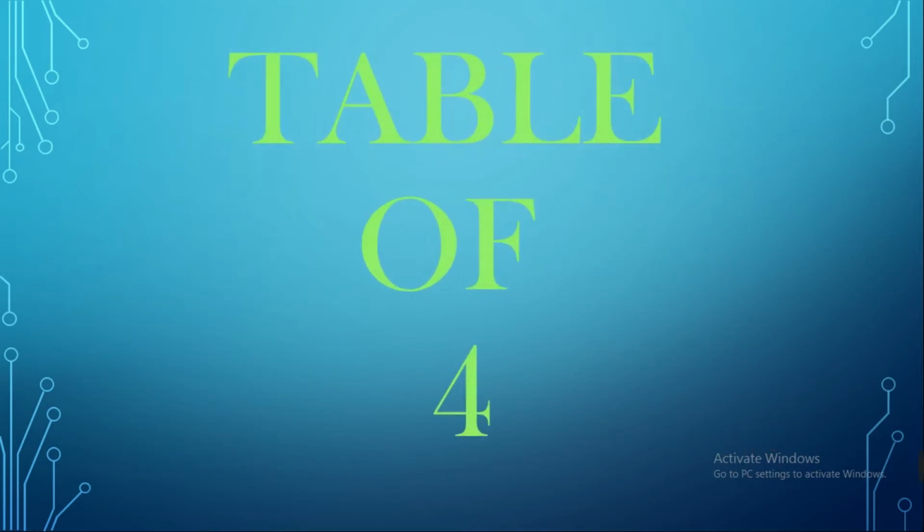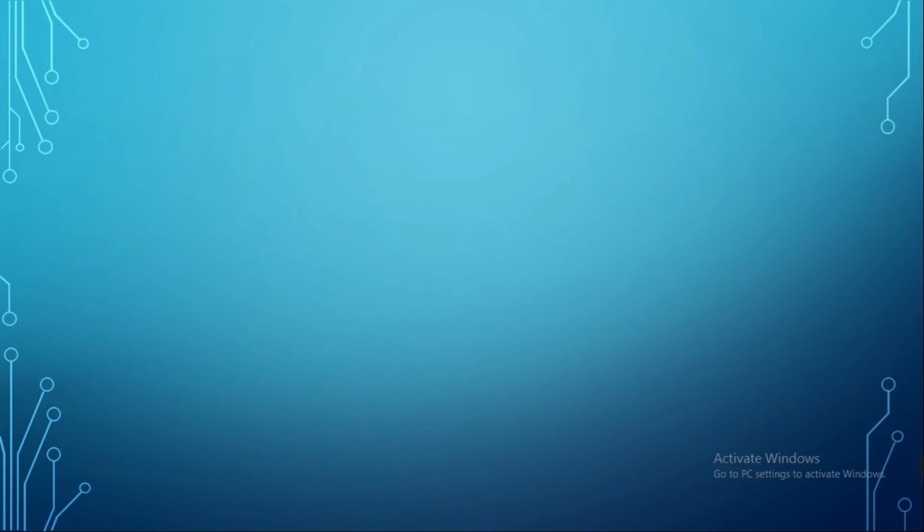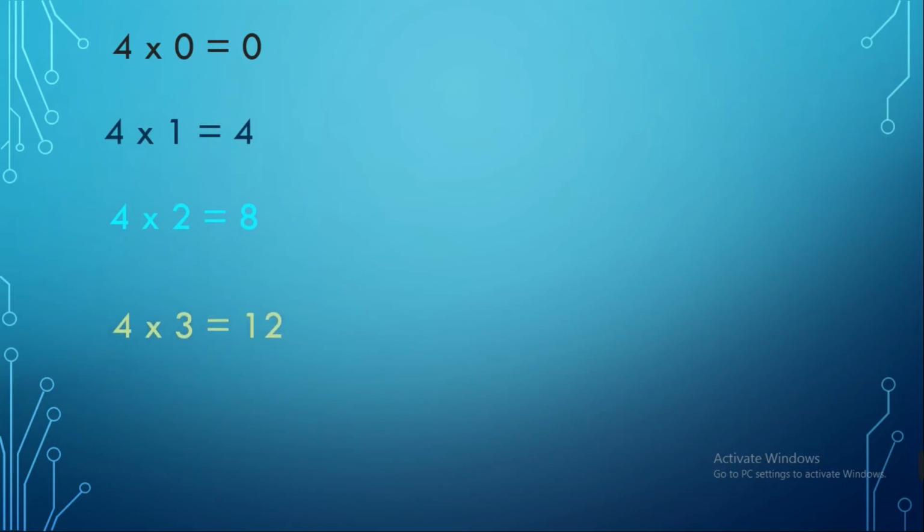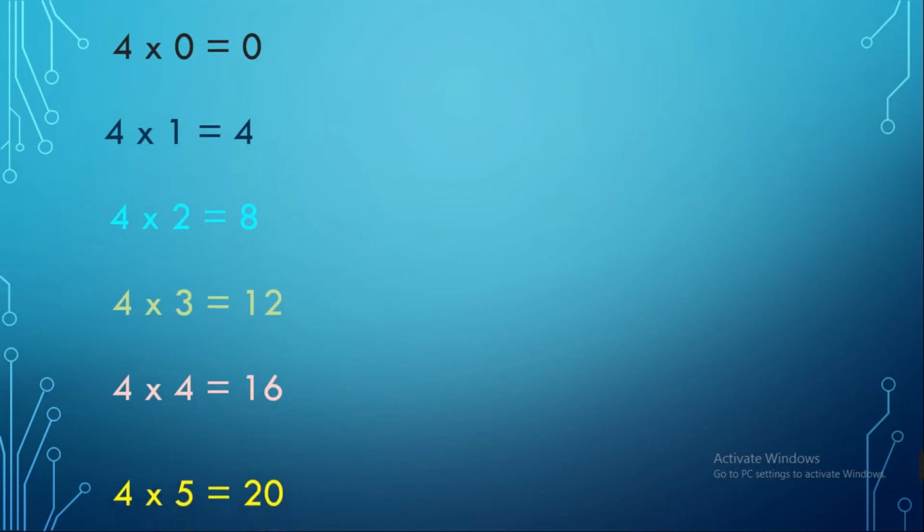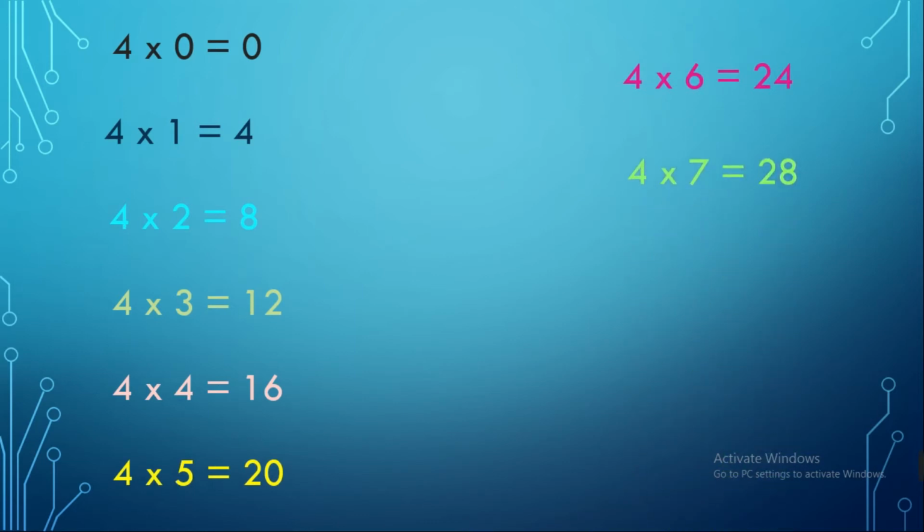Table of 4. 4 zeros are 0. 4 ones are 4. 4 twos are 8. 4 threes are 12. 4 fours are 16. 4 fives are 20. 4 sixes are 24. 4 sevens are 28. 4 eights are 32. 4 nines are 36. 4 tens are 40.